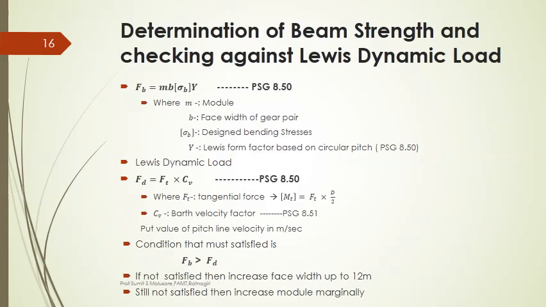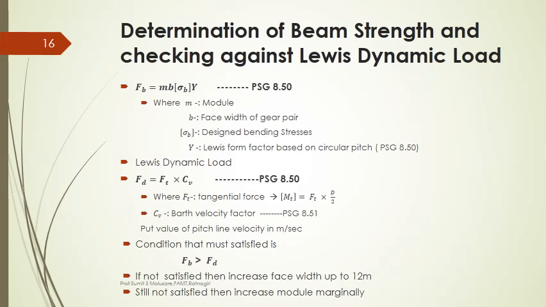Then comes the determination of beam strength and checking against the Lewis dynamic load. So FB is equal to m b sigma B into Y, which is given on PHE 8.50. Again, the standard values, module, face width, sigma B design, Y, all these values we have already calculated. Just put them in and calculate the value of FB, that is the beam strength. Then go for the Lewis dynamic load. Again the standard formula is given on PHE 8.50.